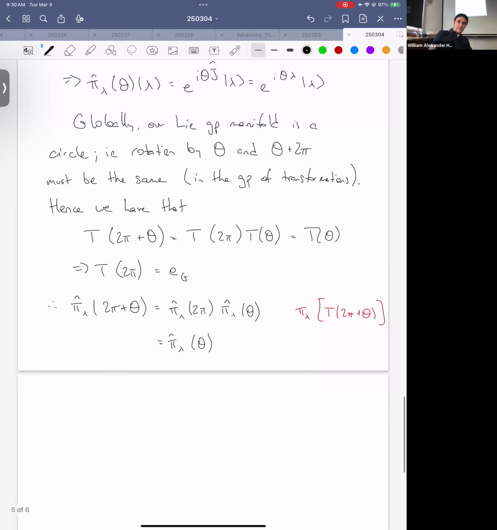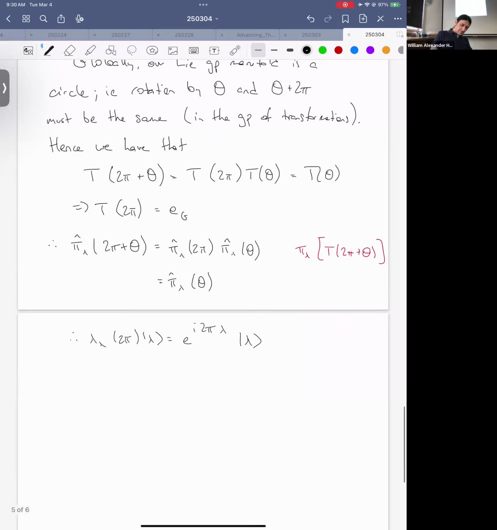What does that mean? So therefore, pi lambda of 2 pi, which is e to the i 2 pi, acting on a state lambda, gives e to the i 2 pi lambda, lambda. And this has to be equal to just lambda.